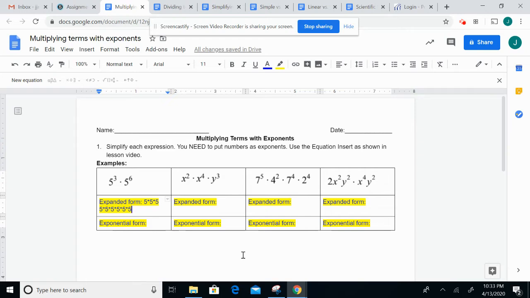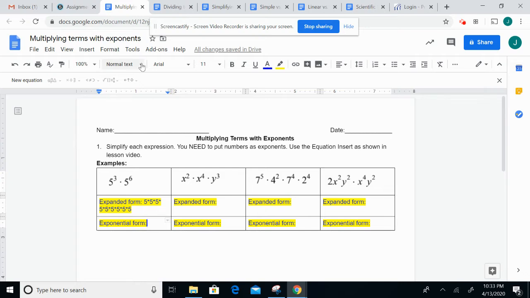Now, the exponential form. Essentially what we did was we took it and we expanded it. Now we're going to put it back together. How many 5s total are being multiplied? And in between, there is multiplication. Multiplication in between. So how many 5s are being multiplied? Well, there's 1, 2, 3, 4, 5, 6, 7, 8, 9.